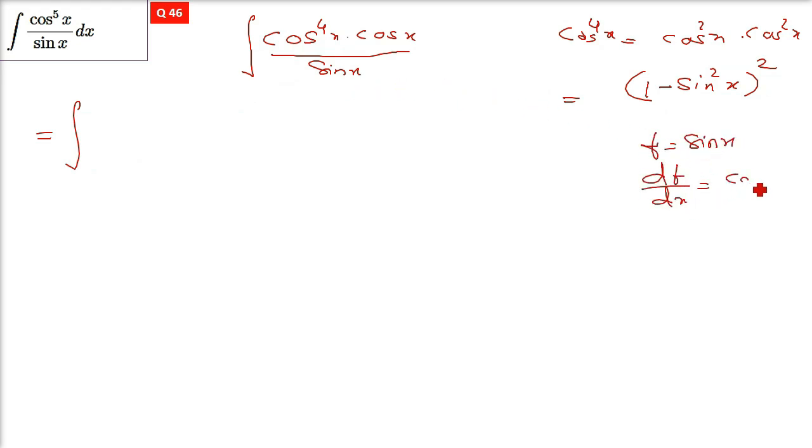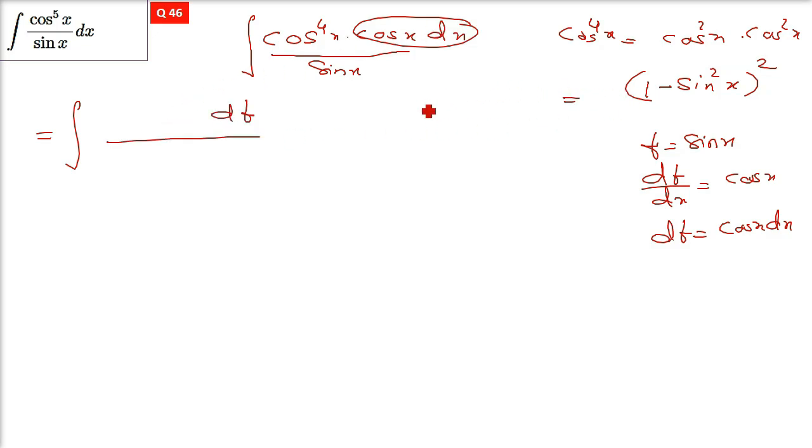So when we take t equals sin x, dt by dx is going to be cos x, and dt will be equal to cos x dx. This whole is dt only. In the denominator, you are going to get this sin x, which is t. The numerator is 1 minus sin square x whole square, that is 1 minus t square whole square, and this is only a minus b whole square. So we'll open it, a square plus b square minus 2ab.